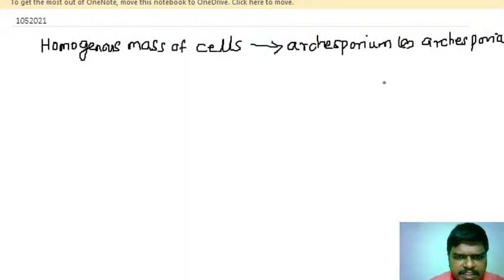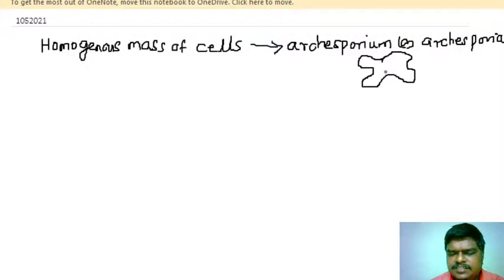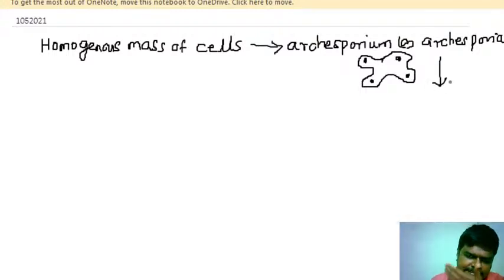The mass of cells will become a tetrad structure like this. They will form a structure like this. And now we have the archisporium. 4 archisporiums are developed. So these archisporial cells undergo divisions.